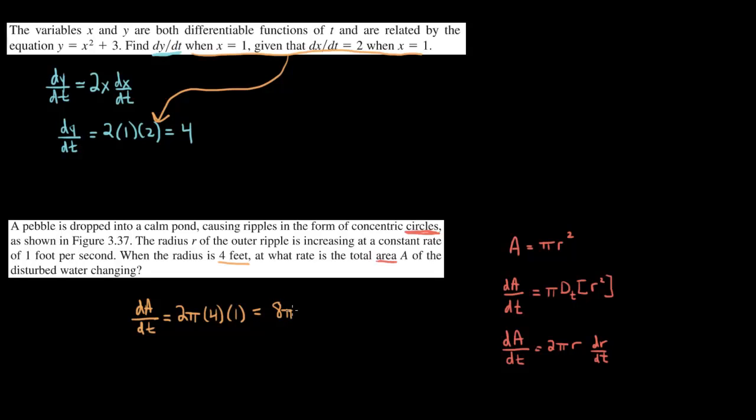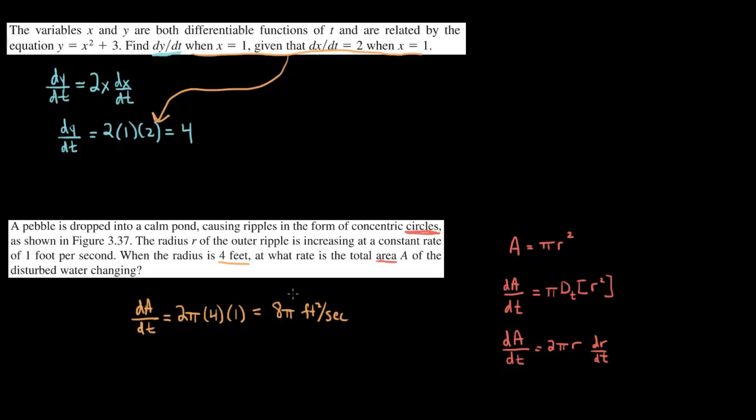Now don't forget our units. We are in feet and seconds. So what kind of units is area in? Area is in units squared. So we have to say 8 pi feet squared per second, square feet per second. Okay, so don't forget your units. Those are very important in this case.